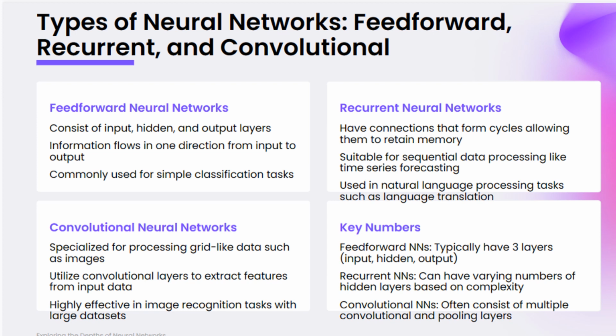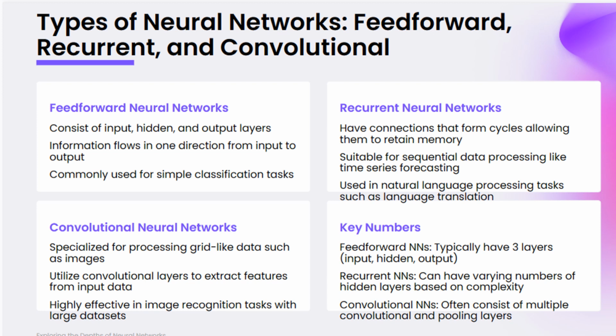Now let's move on to recurrent neural networks that have connections that form cycles, allowing them to retain memory. It is suitable for sequential data processing like time series forecasting. It is used in natural language processing tasks such as language translation. Natural language processing is basically, as it's self-explanatory, processing natural language in ways that are useful. It can include sentiment analysis, which is basically saying, okay, is this input neutral, which means it's neither positive nor negative, is it positive or negative? And also we have language translation. That was recurrent neural networks.